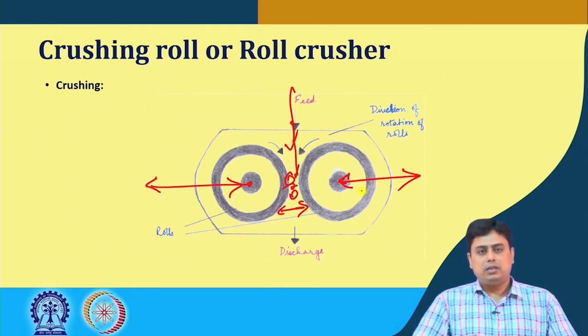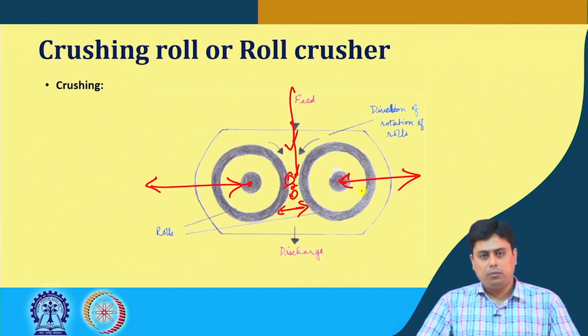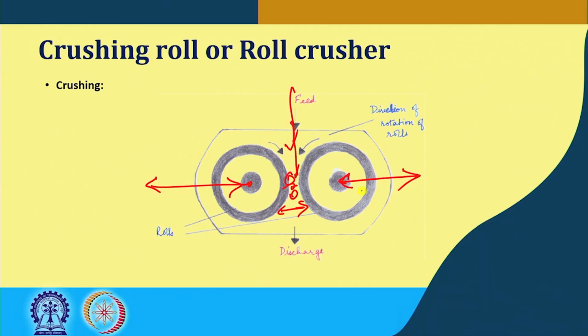We will continue this discussion on different types of equipments in the next class. Here we have seen the summary of the energy requirement that was predicted by different laws, its applicability, which one is more reliable, and the different types of equipment mainly based on the crushing plus attrition mechanism. There are other mechanisms which we will be discussing in the next class.